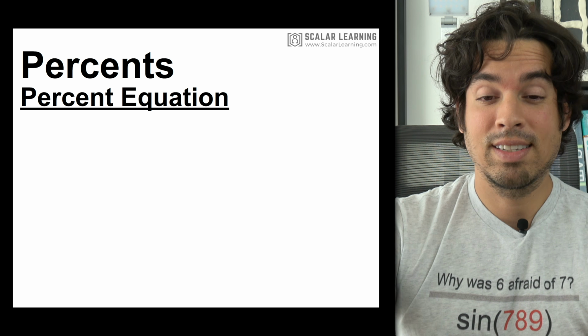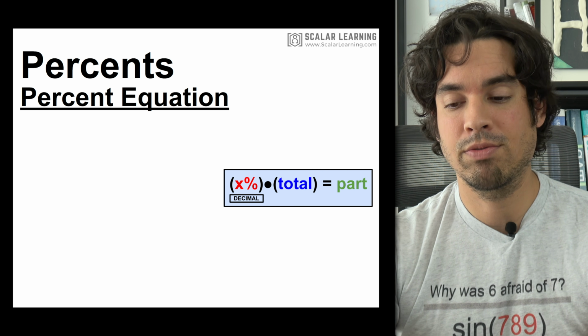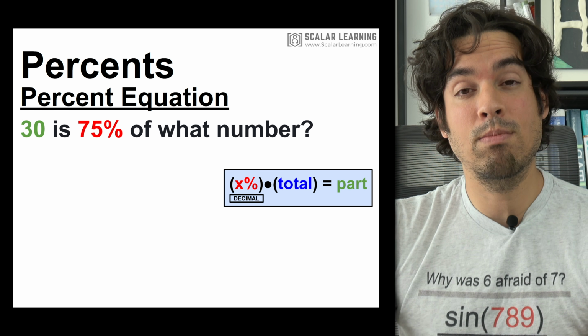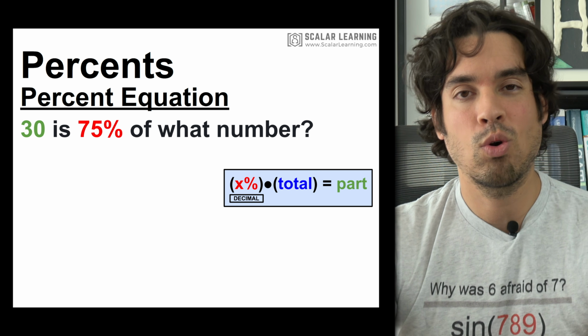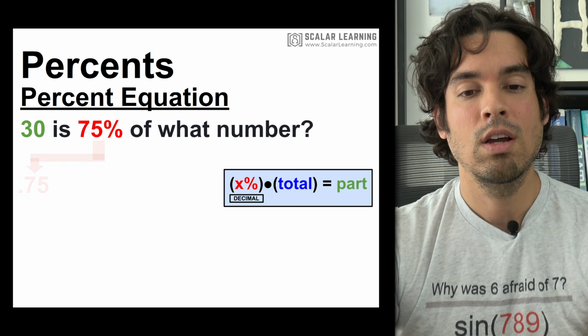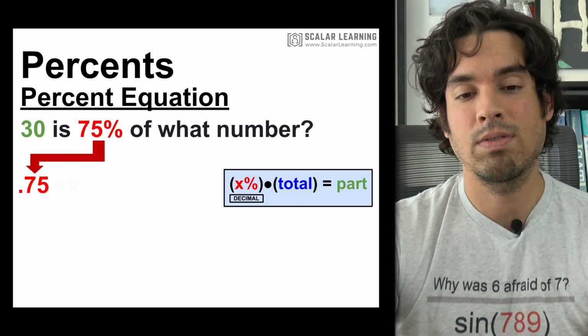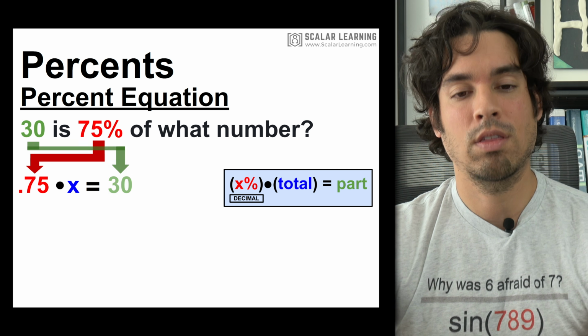Now here's another example using the percent equation. So again, there it is for your refreshment. It says 30 is 75% of what number? Now we're actually trying to find that total. You see the part is there and the percent is there. The total is what's missing. So let's give it a shot. We've got 75% in decimal format, that's 0.75, times my total, which is unknown, equals 30.